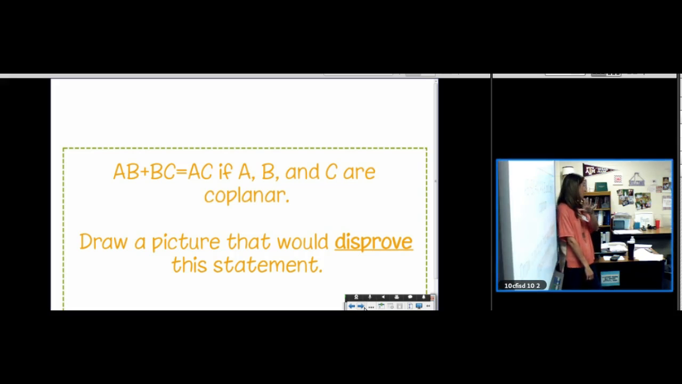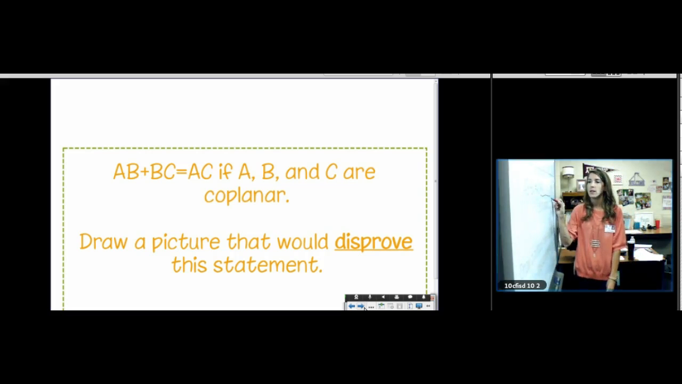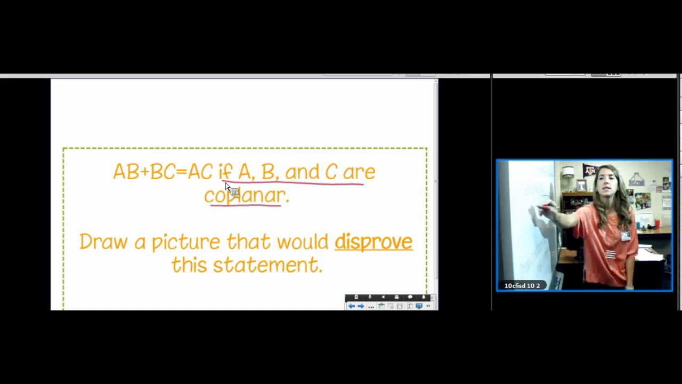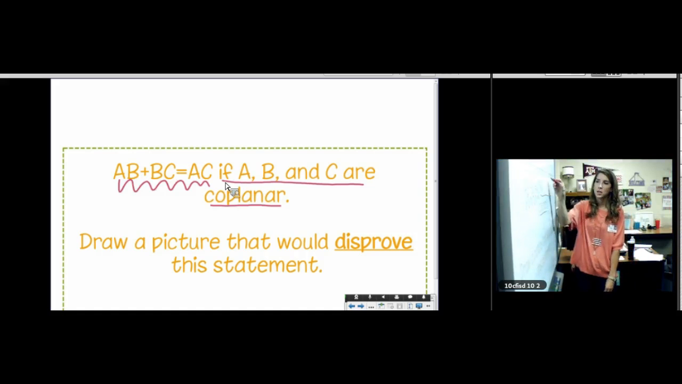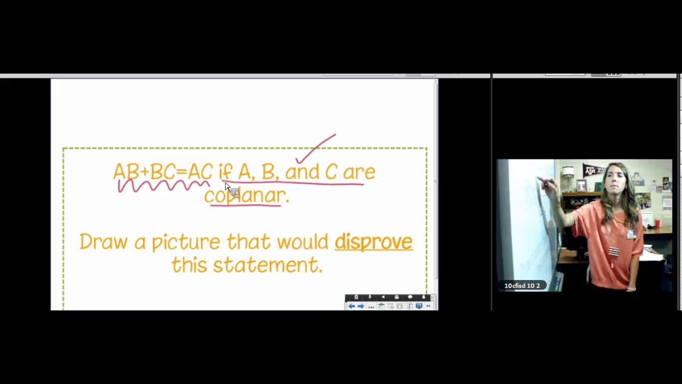The sentence is out of order, just to let you know. This is the hypothesis. If A, B, and C are coplanar, and this is the conclusion. So you can make this part right and make this part wrong.